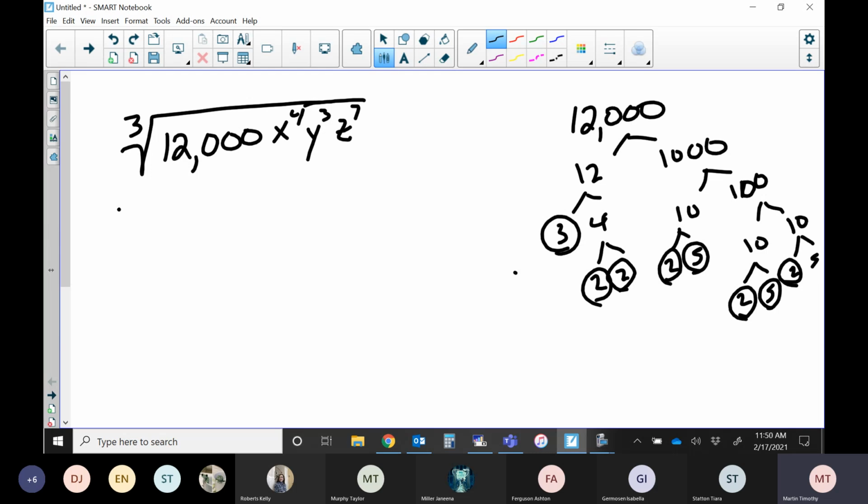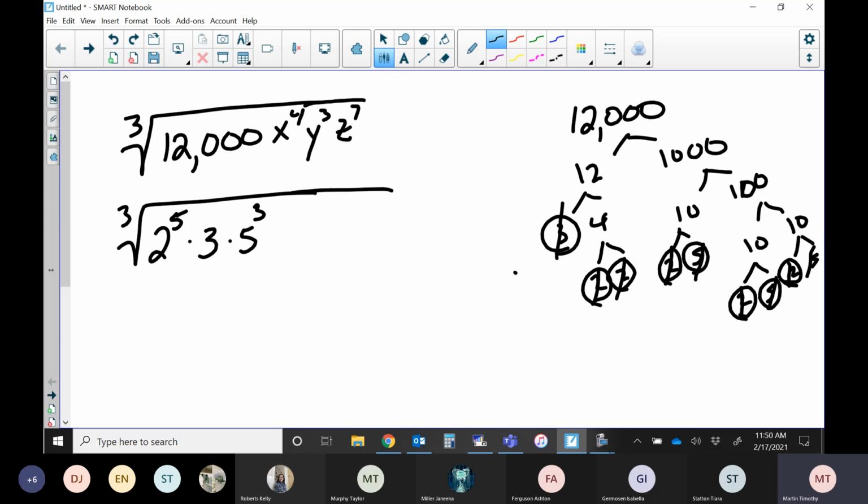And so I would rewrite all of this as, because you see how much is over here, I would do smallest first. So I'd go 2, and then I'd start counting. 1, 2, 3, 4, 5. So that's 2 to the 5th times 3. I think there's only one 3. And then times 5 to the 3rd power. And write the variables: x to the 4th, y to the 3rd, z to the 7th. Does anyone have any questions on that?